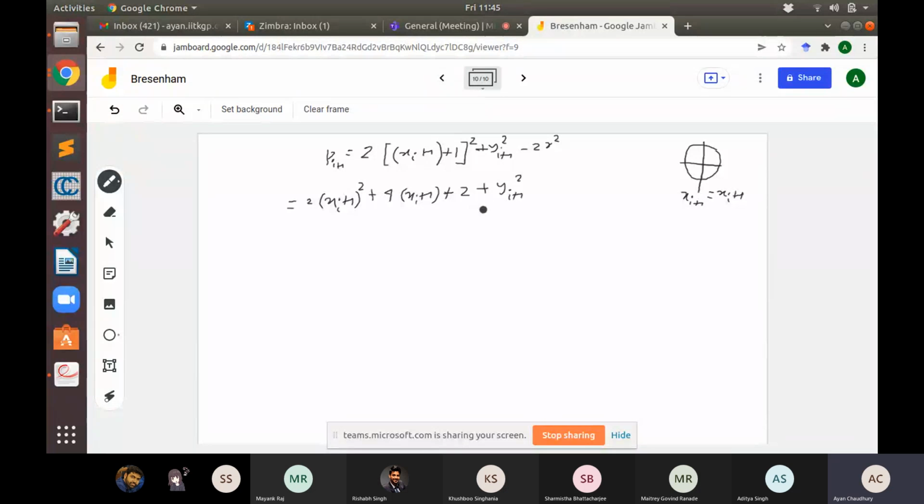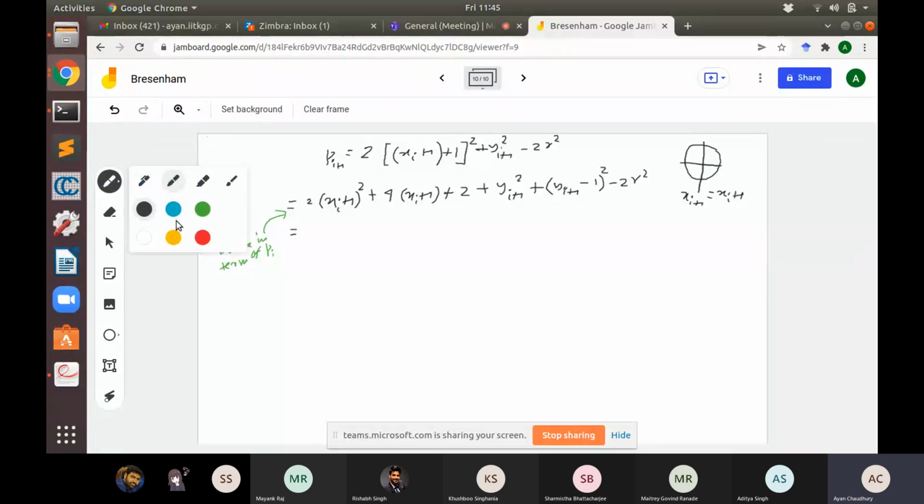Sorry, a plus 2 plus yi plus 1 square, yes, plus yi plus 1 minus 1 square minus 2r square. Okay, so now let's try to write it in terms of pi. So we try to write in terms of pi.